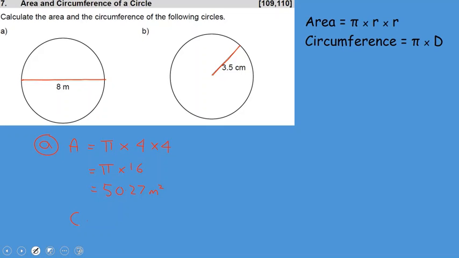And then our circumference, we're just going to say it's pi times the diameter. So we've got pi times 8. Which we're going to do 2 decimal places again, which is 25.13 meters.